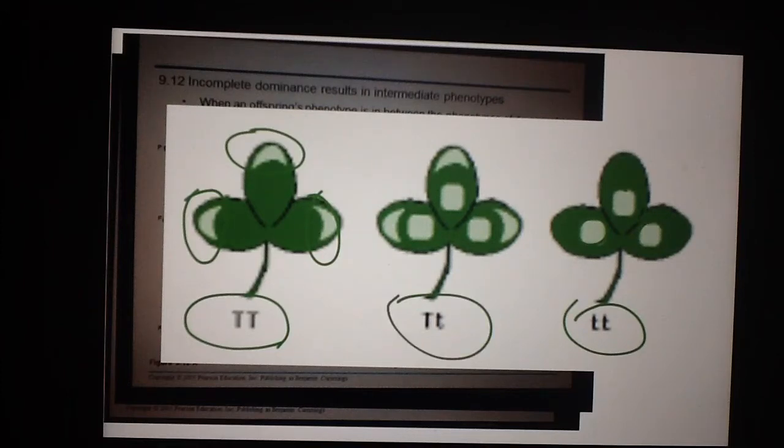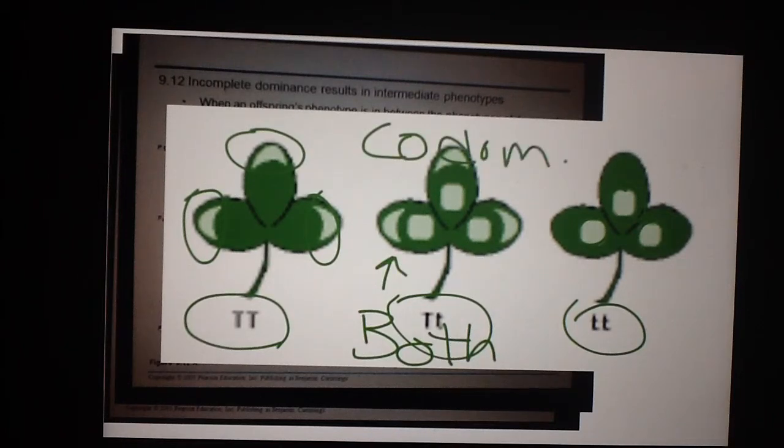Now, if you're heterozygous, again, if we had simple dominance, you would have white tips. However, if you look, they actually have both. They have both traits, so it is co-dominant, kind of like co-pilots. So codominance is when you have both traits or phenotypes expressed in the heterozygous.